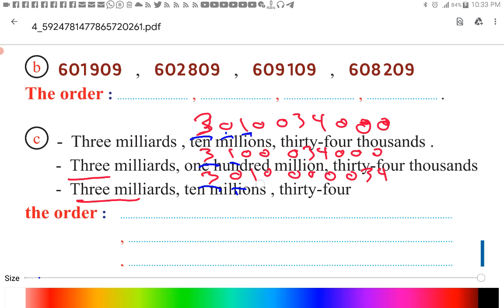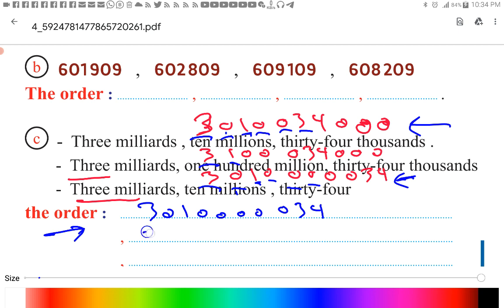After 0, 1. Here 1. Here 0. Here 0. Here 0. Here 0. Here 3, and here 0. So this number is the smaller. Write it at first. You will write here it in words. After that, write this one. At last, write this one.